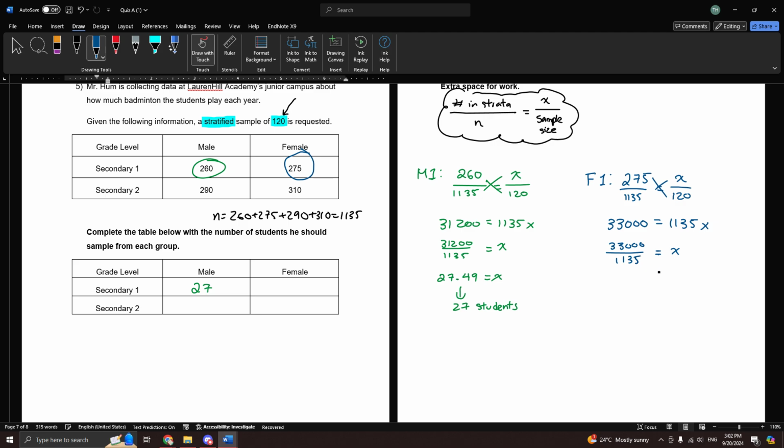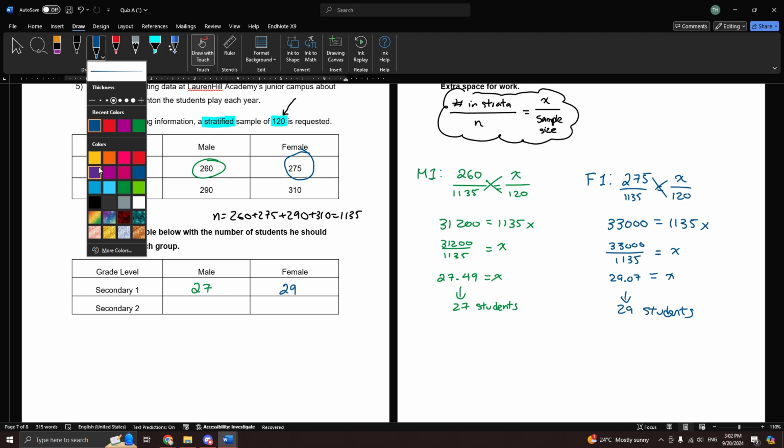Let me write this first. Okay, x is going to give me 29.07. But I cannot sample 0.07 of a student. So I'm going to round this down to 29 students. So how many Sec 1 female students are going to be in my sample? It's going to be 29. Okay?